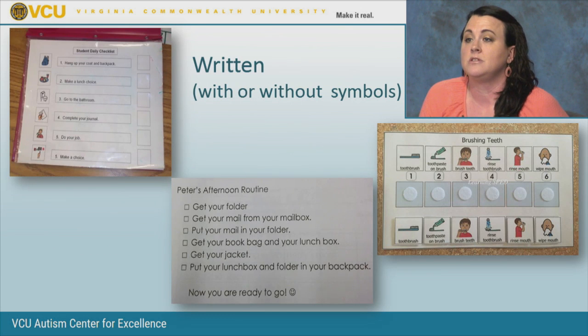The first type of system is a written system. A written system can be something as simple as a checklist or a written list that a student goes down. These are examples. The one on the left is an example of a written schedule and checklist that also incorporates visuals. The one in the center bottom is a checklist that a student used to teach them the steps necessary to pack up at the end of the day.